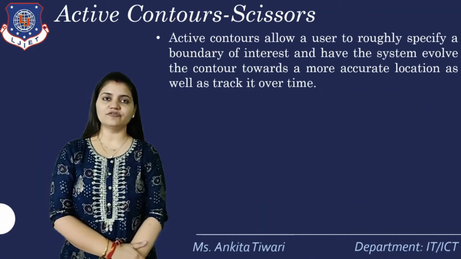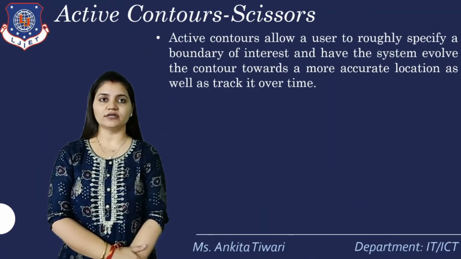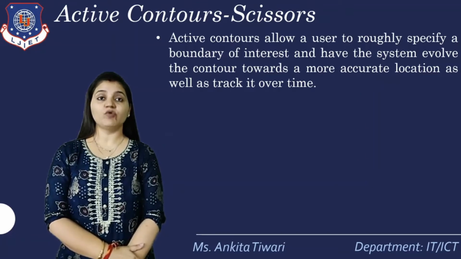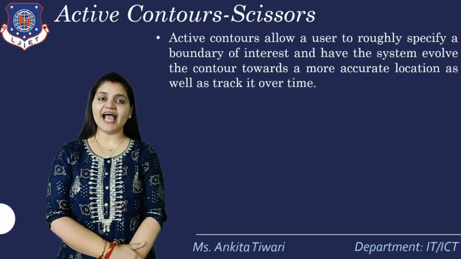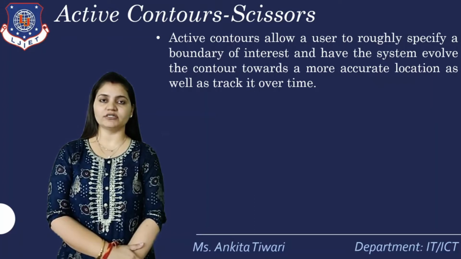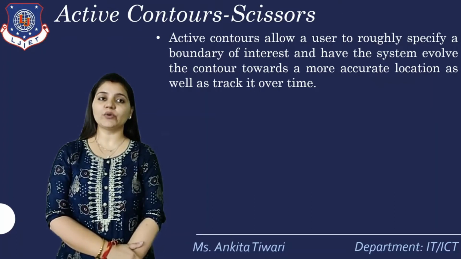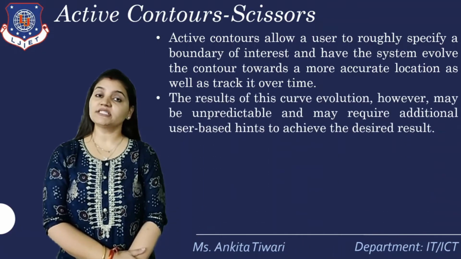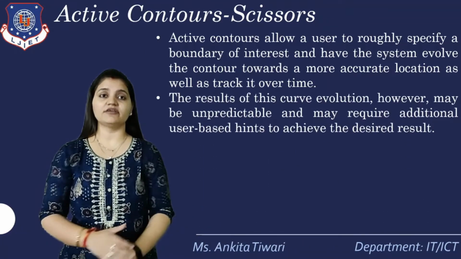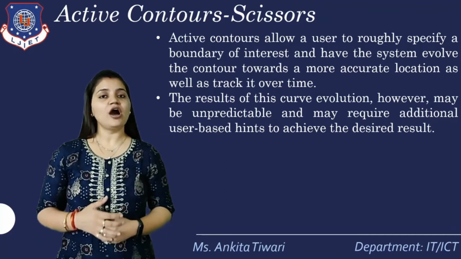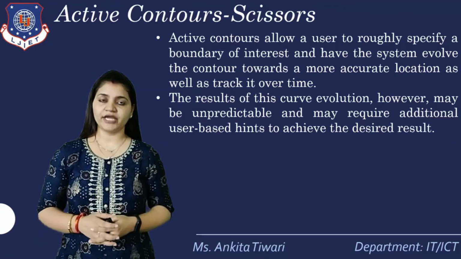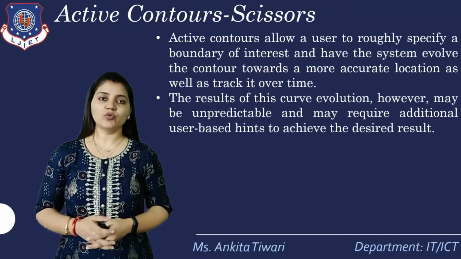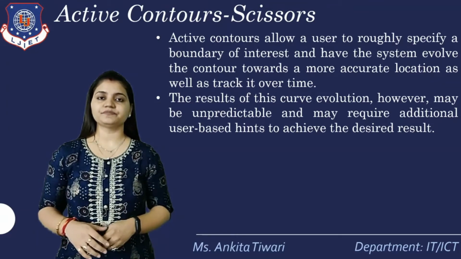So basically, active contours allow a user to roughly specify a boundary of interest that you want to take from a particular image, and have the system evolve the contour towards a more accurate location as well as track it over time. The result of this curve evolution, however, may be unpredictable and may require additional user hints to achieve the desired result.